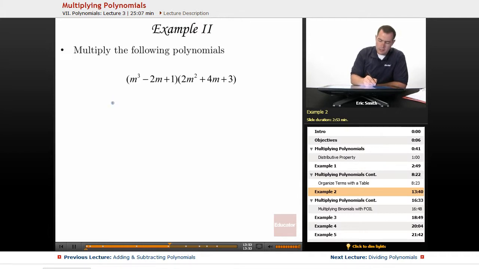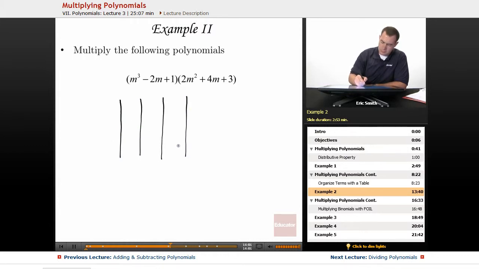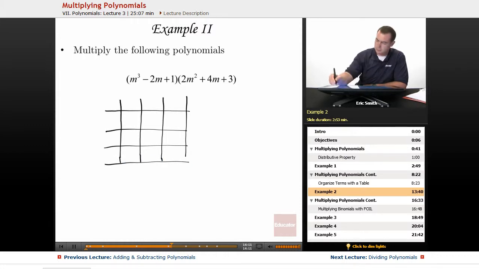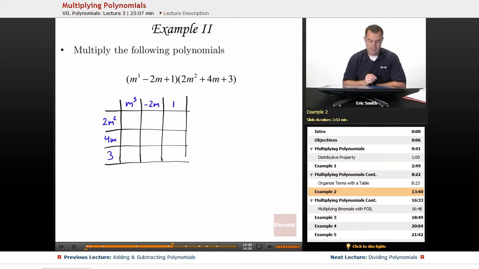So I'll use my table method. We'll take the terms of one polynomial, write it along the top. I'll take the terms of the second polynomial and write them along the side. You'll see this will go much quicker. m cubed minus 2m, 1, 2m squared, 4m, and 3. All right, let's fill in the boxes.